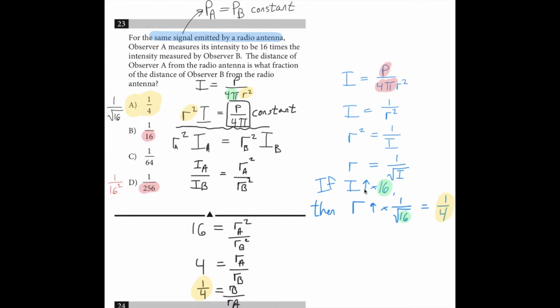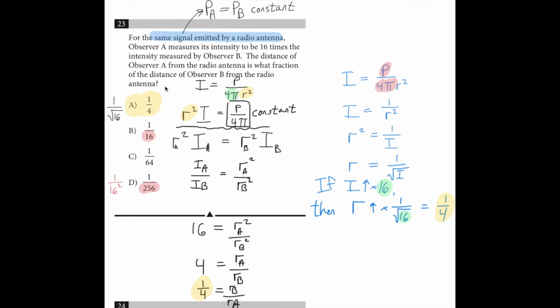Now, if the intensity gets multiplied by a factor of 16, like if this is going to go up times 16 from A to B, then the radius is going to change by 1 over the square root of 16, which is 1/4. It's just a way of comparing A to B. If you would double this, it would do one thing. If you multiplied it by 16, then that will make this radius go down by a factor of 1/4 as well. And there it is.